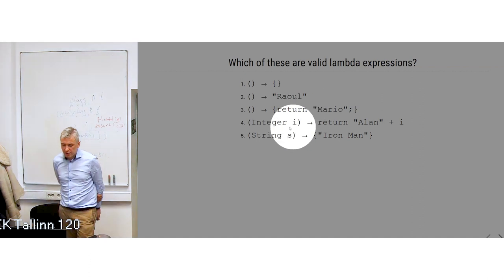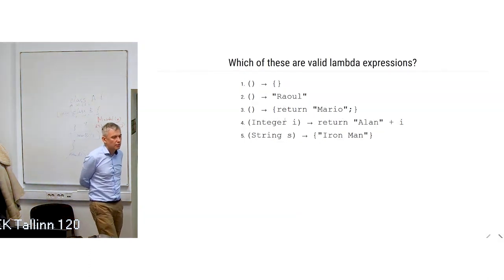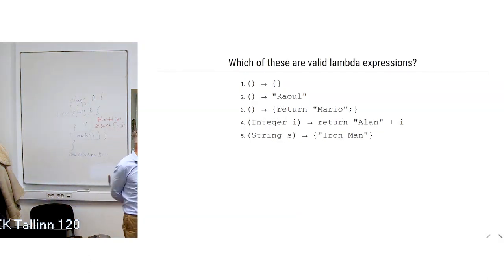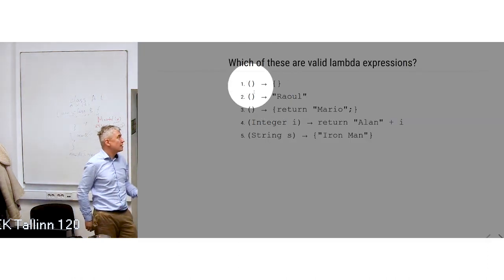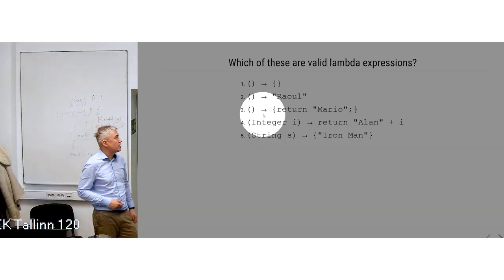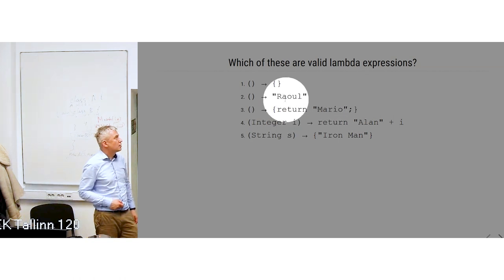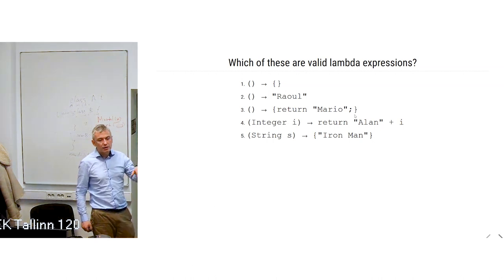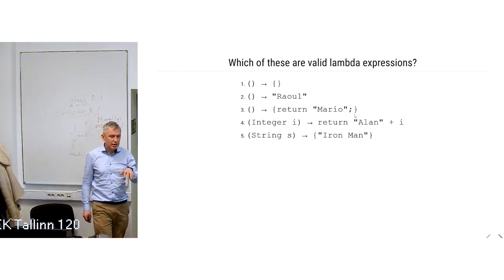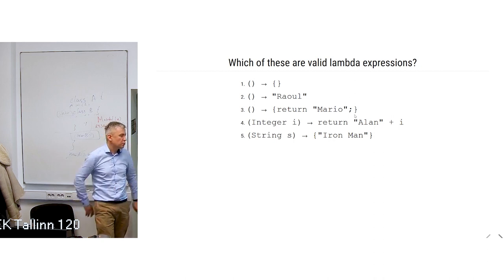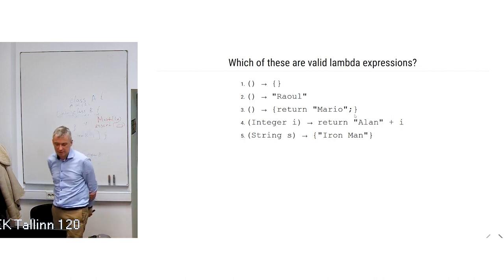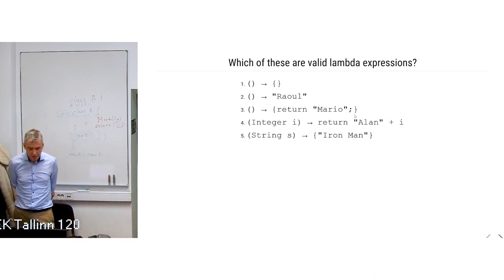Okay, is the third one valid? Yes. It's not multi-line actually, but we're using curly braces, so we have return and this semicolon. If you write this lambda in IntelliJ IDEA, it will propose changing it to something more concise. But still, from the point of view of the Java compiler, it's a valid lambda. Okay, what about the fourth one? Is it valid or not?